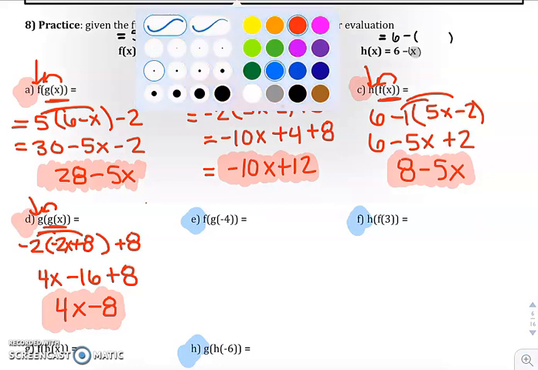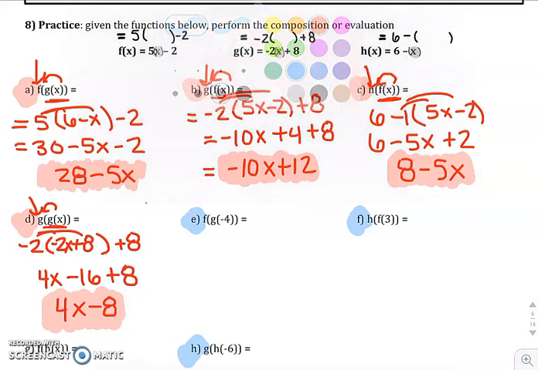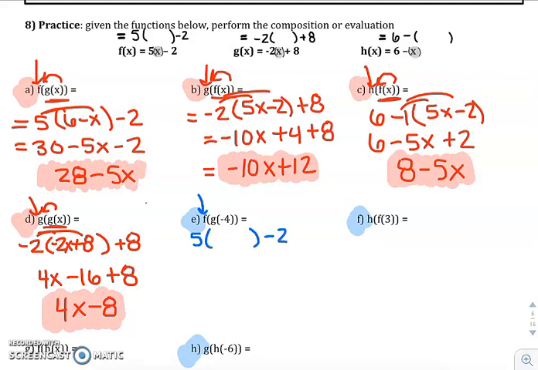Okay, so when there is a number, so that's E, F, and H there, you still do the same process. It's just that when we simplify it, we should have a single value, like this equals this number. But we still start with the outside function, so we still are going to start with f and plug the g function into it. So we're going to start with the f function, which is 5x minus 2. So 5 parentheses minus 2, and we are plugging the g function into that. So negative 2x plus 8.